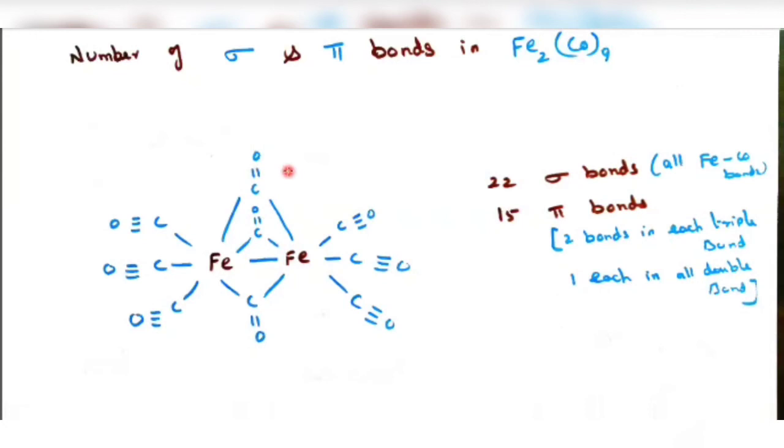When a pi bond comes, a sigma bond also comes along with it. A pi bond never comes alone, it comes along with a sigma bond. So a double bond means 1 pi bond, 1 sigma bond; a triple bond means 2 pi bonds, 1 sigma bond. A single bond is all considered as a sigma bond.